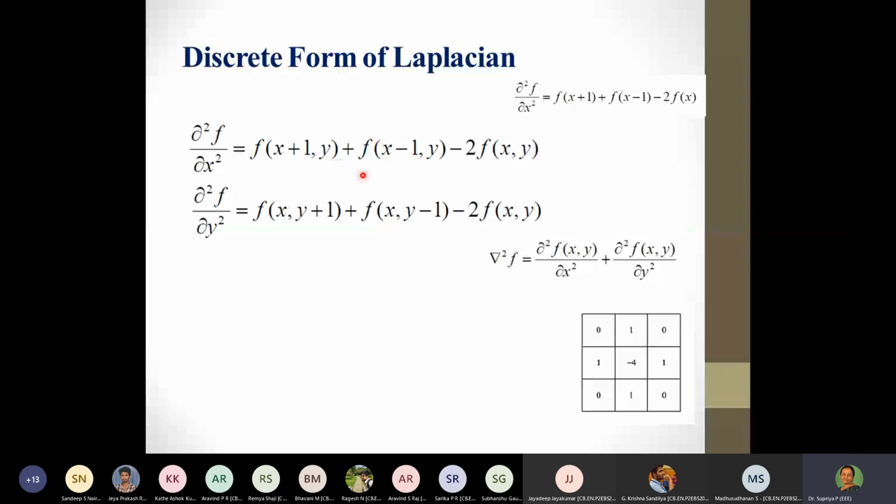By now I think most of us are familiar. What would be f(x+1,y)? It would be this, so this is 1, right? f(x-1,y) would be this. Similarly, f(x,y+1) would be this particular value, and f(x,y-1) would be this value, and f(x,y) would be minus 4, which is available here. Check that the sum of the mask is equal to 0. This is what the sharpening filter's first statement was: the sum of the mask weights is equal to 0.